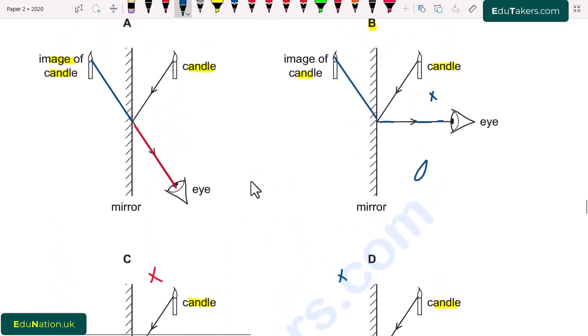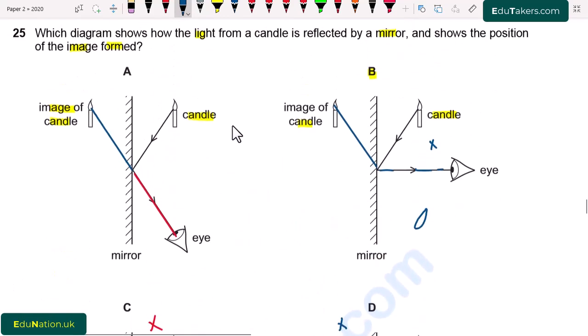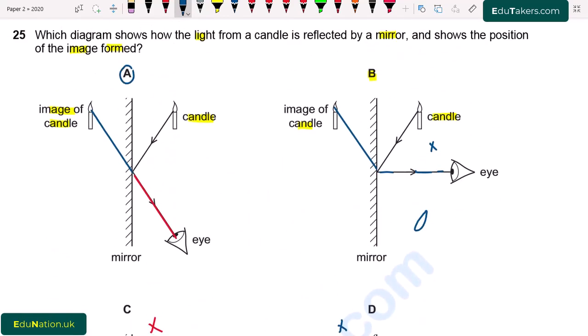Only A is correct, which shows that the image is at the same position as that of the object but in the opposite direction, and there is an eye that is used to see this image. So from here, MCQs A is correct.